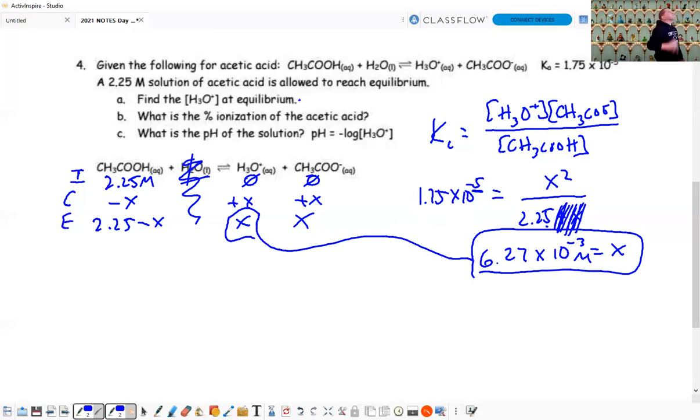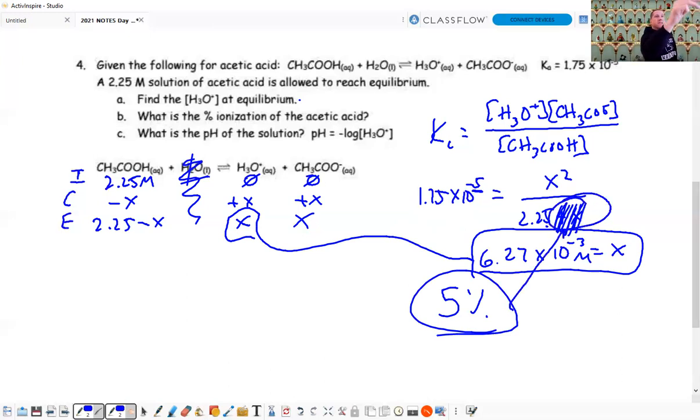So that's letter A. All right, now when we did this, what I said you have to do is check the 5% rule and see if this is a valid assumption. Because if this number right here, this minus x that we ignored, is 5% or more of the initial concentration that you ignored it from, then it's not valid. Then you do have to solve the quadratic. Now, we're not going to have to do that, but we should check.